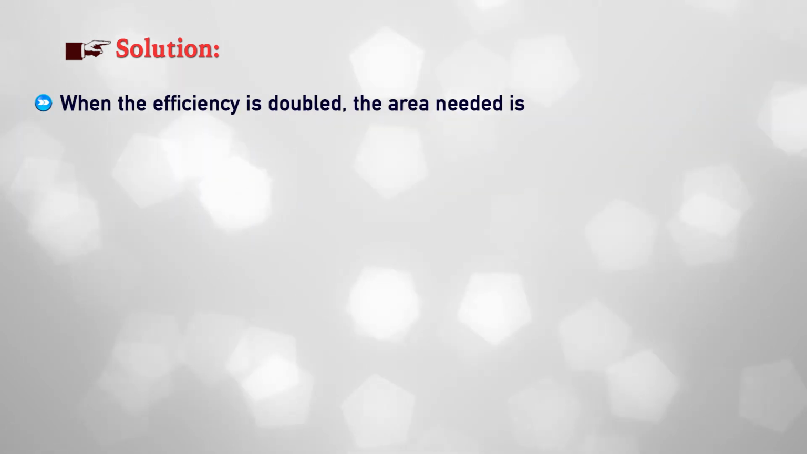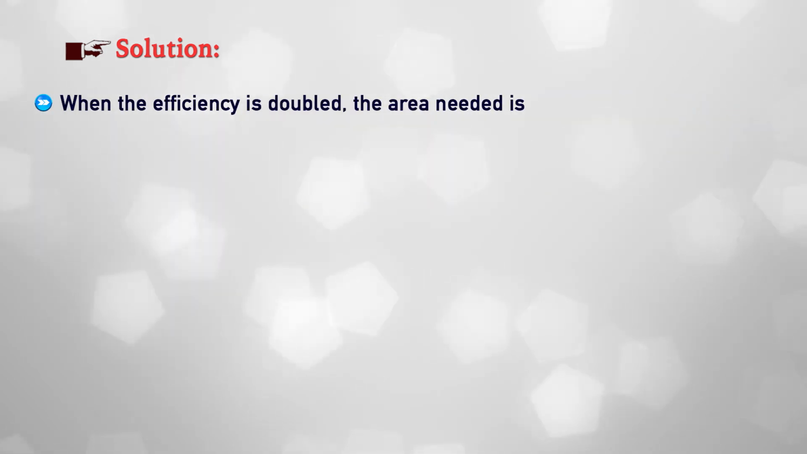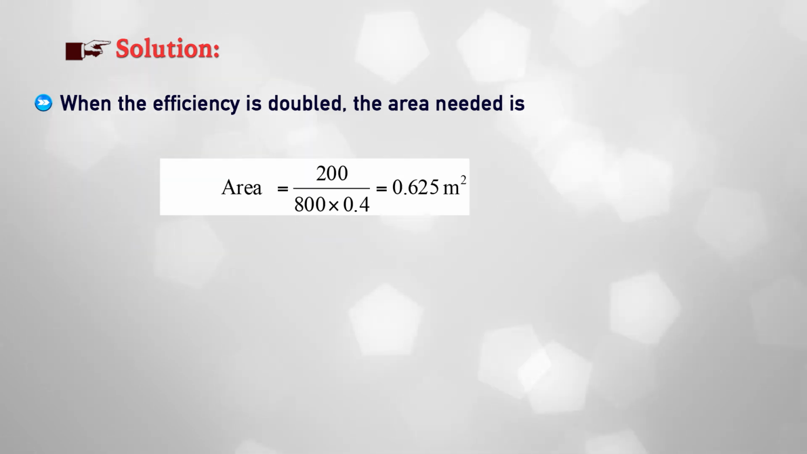When efficiency is doubled, the area required can be calculated as area equal to 200 divided by 800 multiplied by 0.4.